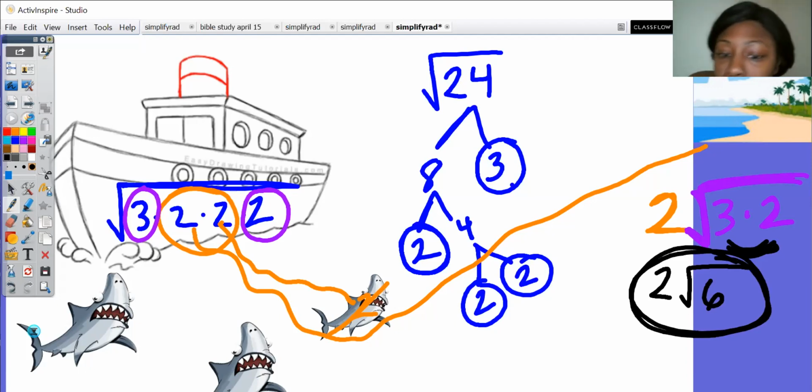So I'm hoping that maybe you're kind of catching on to the rules. The rules is 2 at a time, same number. 1 actually gets outside of the radical, 1 gets eaten by the shark.